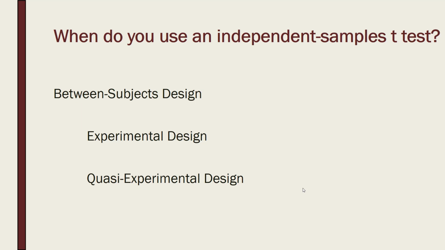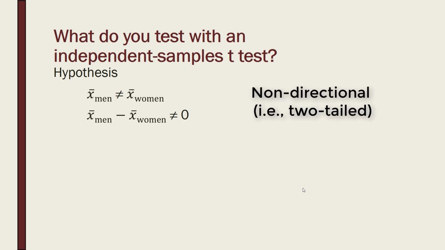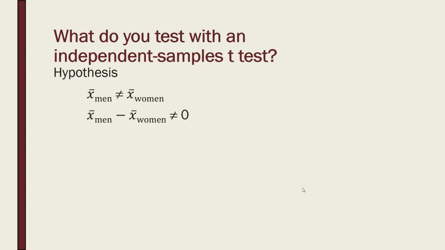And we could then make a comparison on men and women and whether men are more aggressive than women as an example. If we wanted to do that, our hypothesis could be that men and women are different, and we could state that as men and women are not equal, or we could say that men minus women would not be equal to 0. Both of those would convey the same information.